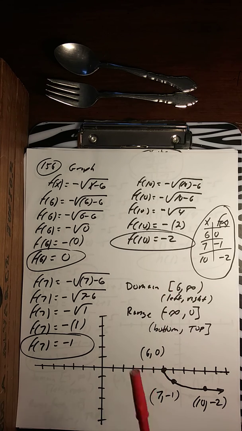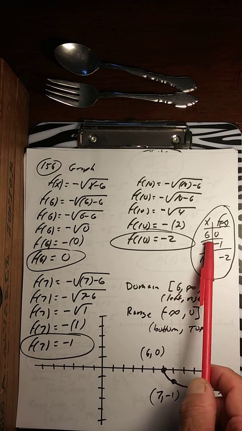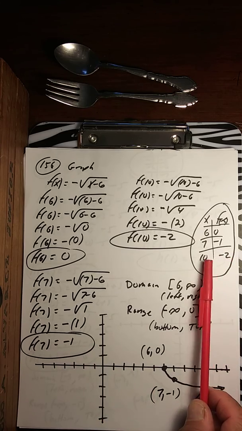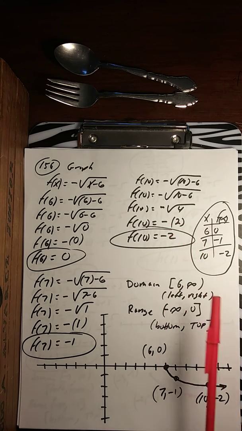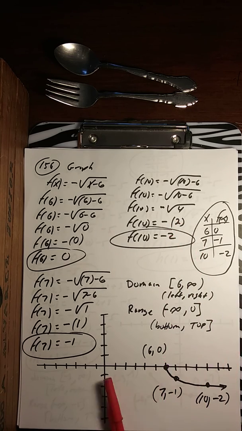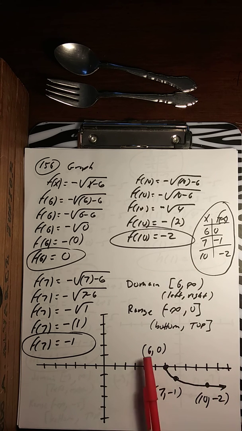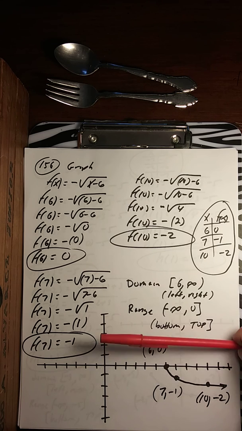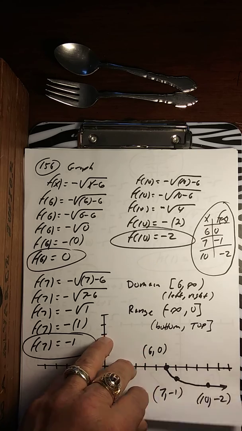This one. Try some numbers. 6, put it in there. 6 minus 6 is 0. Square root of 0 is 0. 7. 7 minus 6 is 1. Square root of 1 is 1. And 10. 10 minus 6 is 4. Square root of 4 is 2. It's minus 2. So we have 6 and 0, 7 and negative 1, and 10 and negative 2. The graph goes this way. So the domain is from 6 to infinity, and the range is from where? From negative infinity all the way up to 0. Bottom to the top.